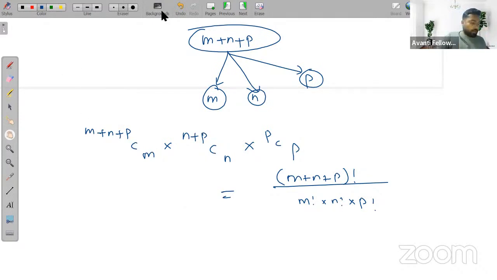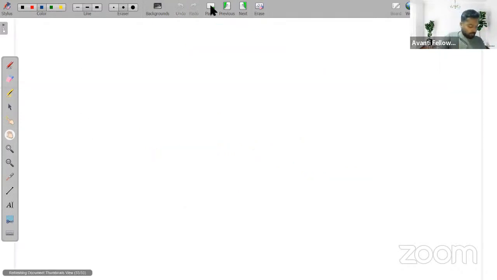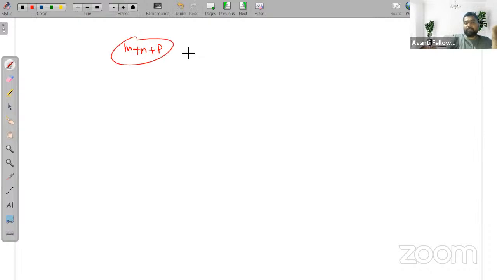Next, now we'll see corollary 3, the number of ways to distribute. Same thing. If I ask you, the total number of objects is m plus n plus p, and you need to distribute these objects among 3 persons, groups containing m, n, p. You need to distribute here in case of distribution among 3 persons. So what is the answer?